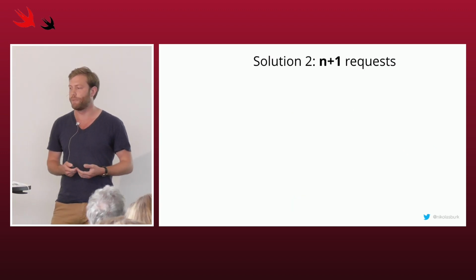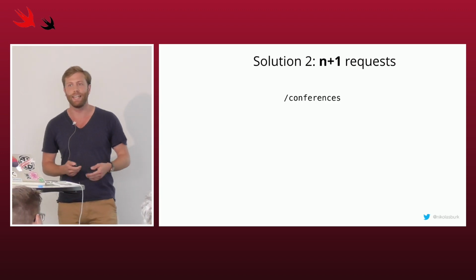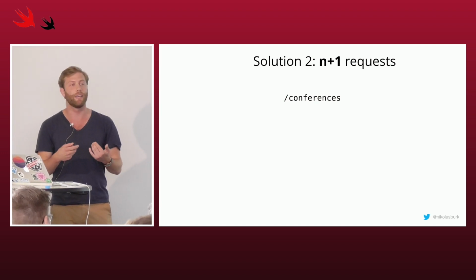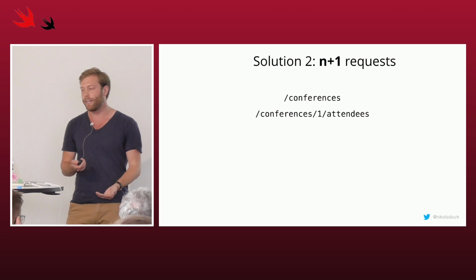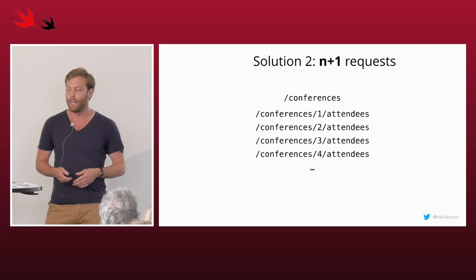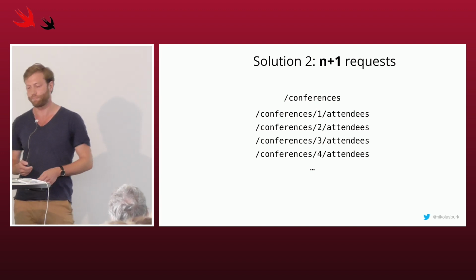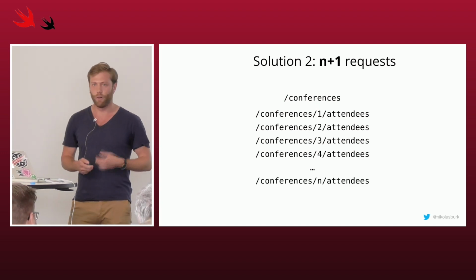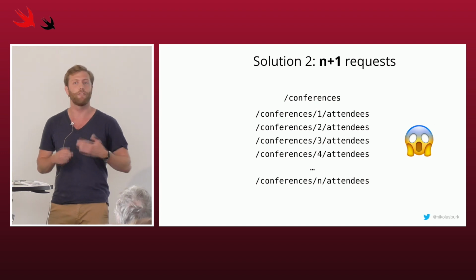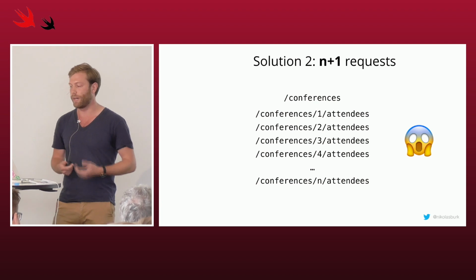So the second option would be you just go with the way the API is designed at the moment, and you have to send n+1 requests. The first request is to get all the conferences so that you get all the conference IDs. And then you have to load the attendees for the first conference, the second one, third, fourth, and so forth, until you get all the attendees so that you can display them inside the application. All right, so this is also not really a desirable situation because we're making a lot of network requests and downloading a lot of data, even though that's not really all required inside the application.